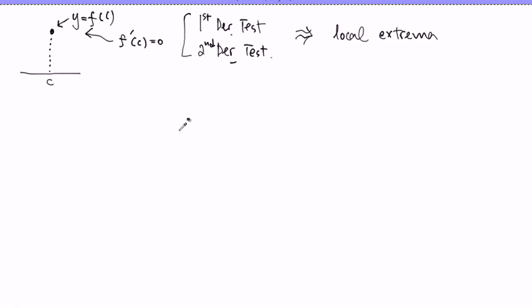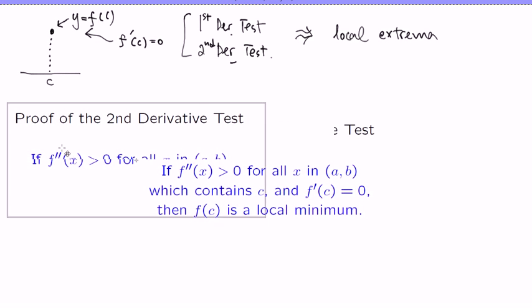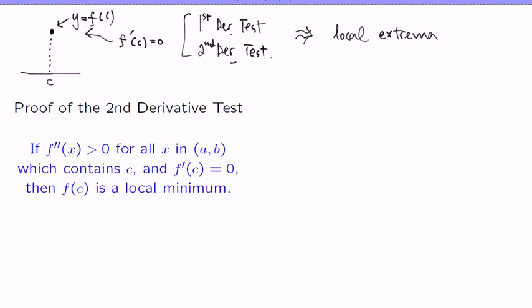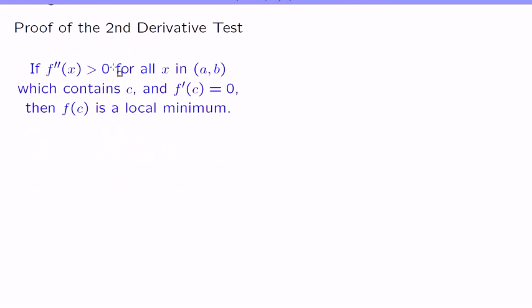So why does that work? Why does the second derivative test work? That's what we're about to do. So that's the statement. Here's a proof of part A. Part B is your exercise. It's very similar, so you're going to mimic how the argument goes.